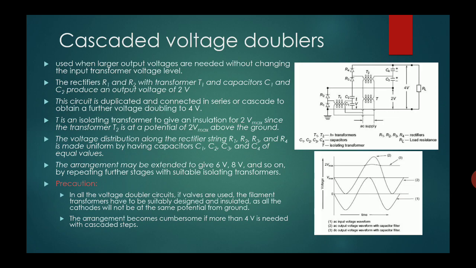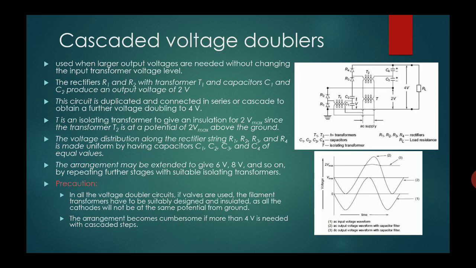Now we'll talk about cascaded voltage doublers. They are used when larger output voltages are needed without changing the input transformer voltage level. On the right hand side you can see the cascade voltage doubler circuit. The rectifiers R1 and R2 with transformer T1 and capacitors C1 and C2 produce an output voltage of 2V.